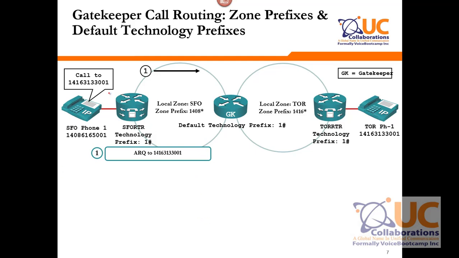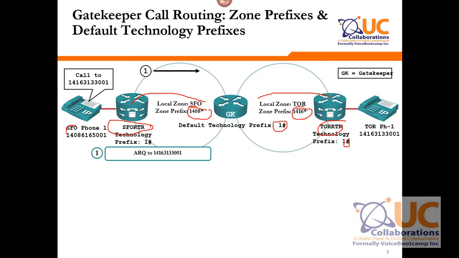So here's a scenario. I have two sites registered to the Gatekeeper, San Francisco and Toronto. Both registered to the Gatekeeper with two local zones, SFO and Toronto. And then I have zone prefix configured as 1416 for Toronto and 1408 for SFO. In the Gatekeeper, I have designated 1# as a default tech prefix, and I am forcing both gateways to register with the same tech prefix of 1#. So the Gatekeeper now knows that I have two devices to send calls to for 1#. So let's see what happens.